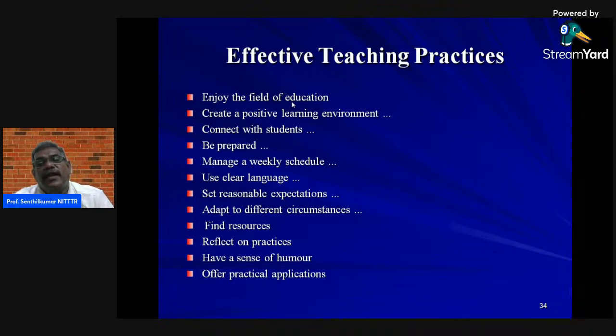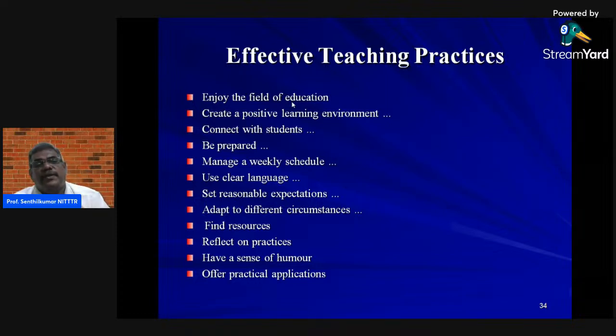Create a positive learning environment. You have to create a positive learning environment in the workplace and connect with students. Suppose every day I am coming and giving some lecture and asking questions. You have to connect with the student in an interactive way. Be prepared.